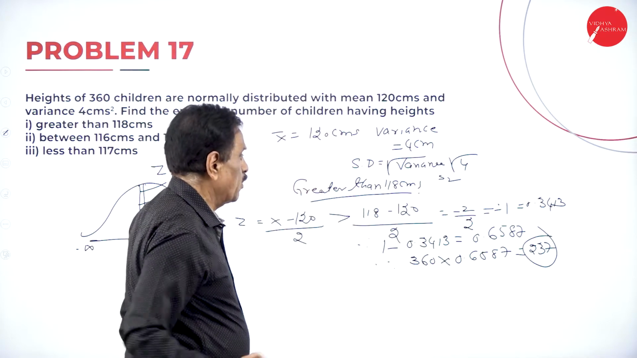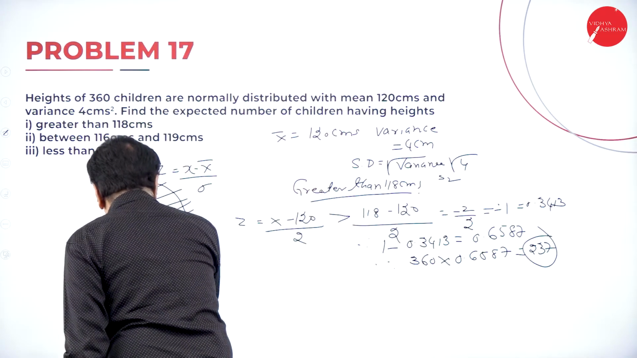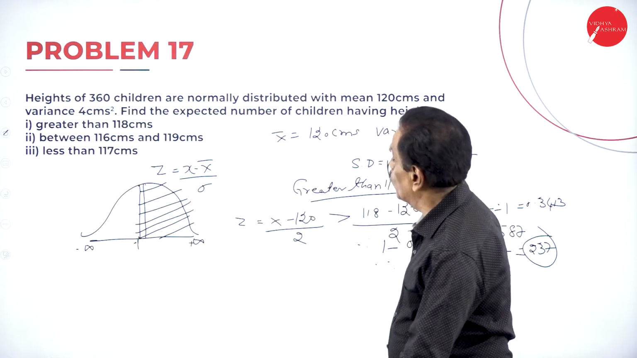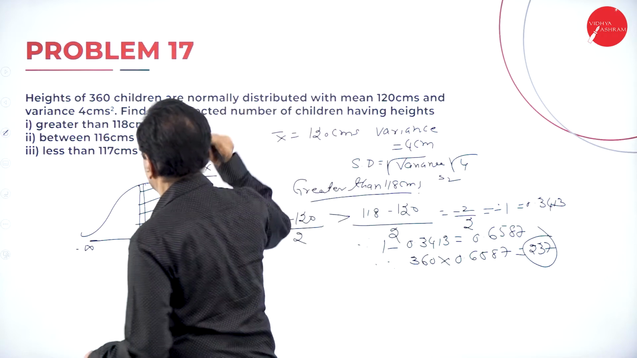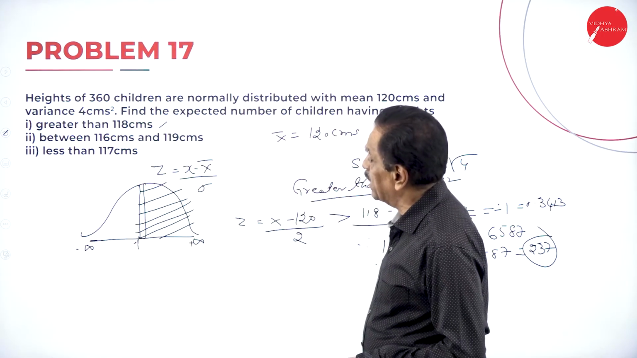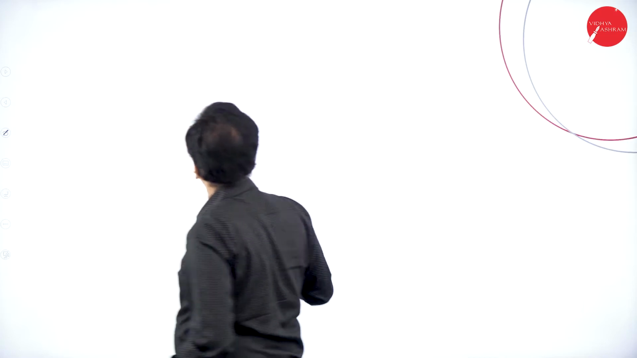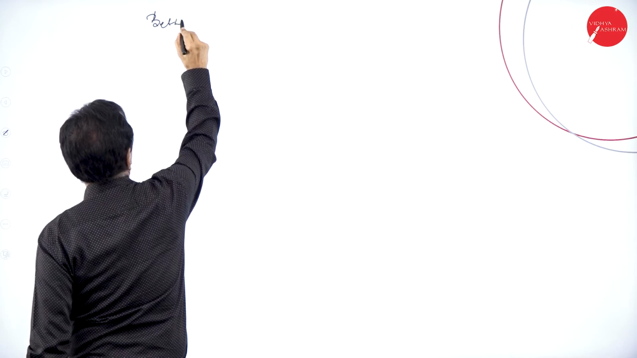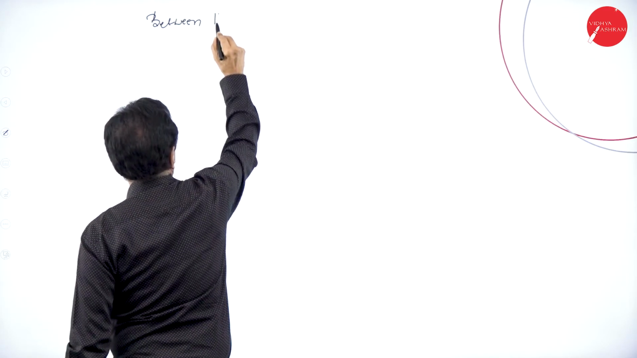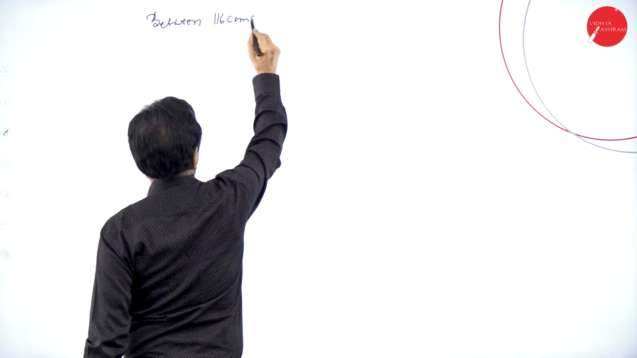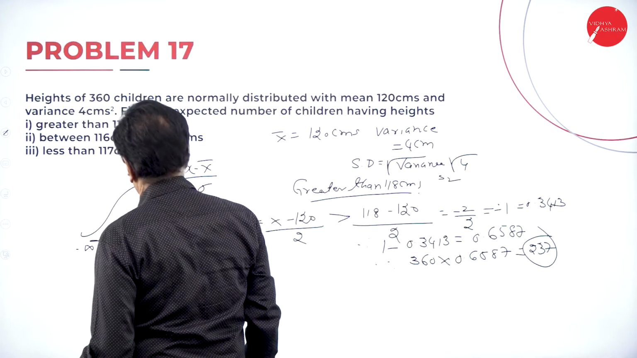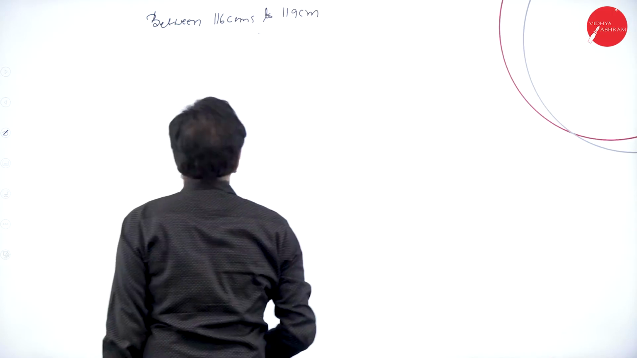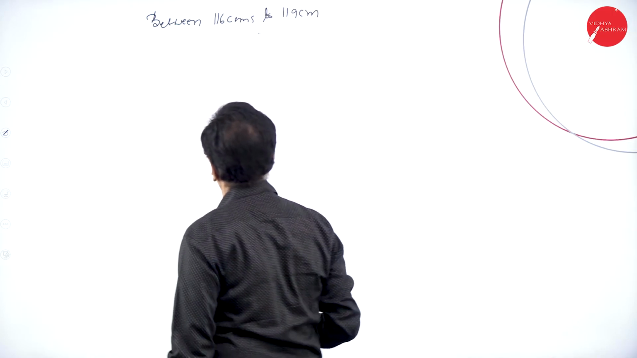So minus 1 is here, from minus infinity to positive infinity, according to the table. So this question has been answered. Next, between 116 and 119: between 116 centimeters and 119 centimeters.